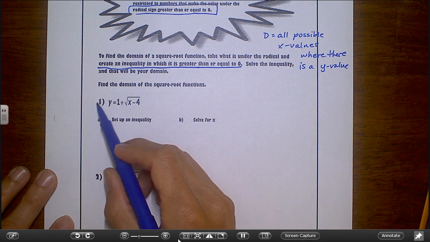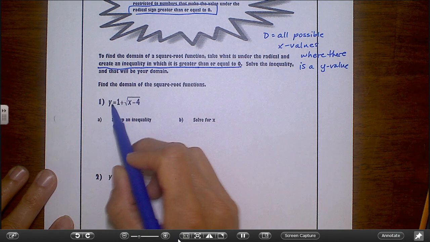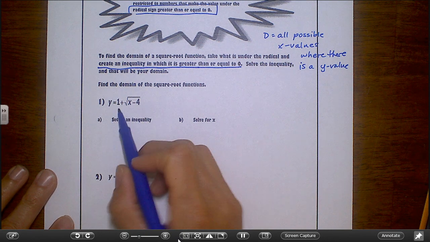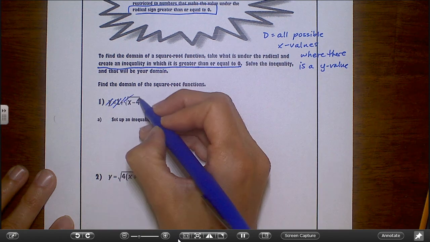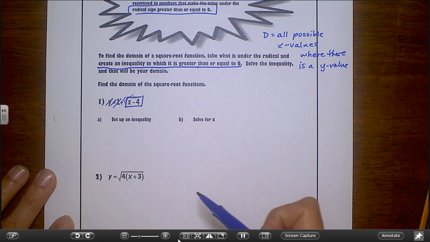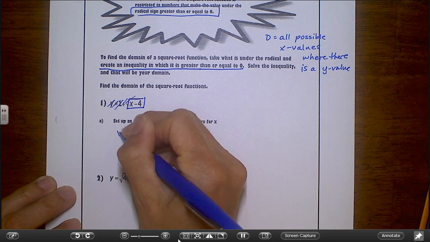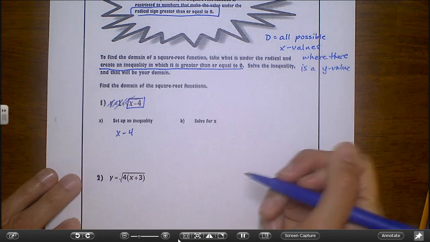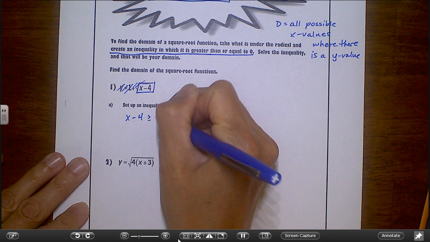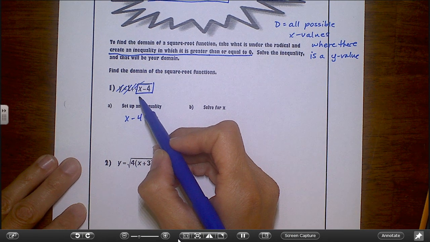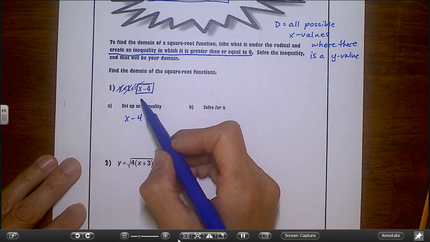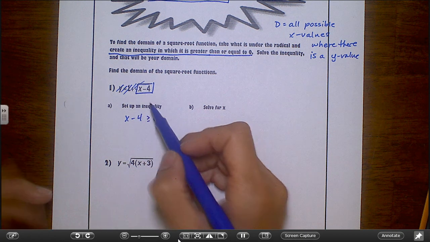So I have number 1 is y equals 1 plus square root of x minus 4. Okay, I don't care about y, I don't care about equals, I don't care about 1, I don't care about plus, I really don't even care about the radical, I care about only x minus 4. So I say, okay, where is this expression x minus 4 greater than or equal to 0? Because again, I need it to be greater than or equal to 0 in order for me to be able to take the square root of it.